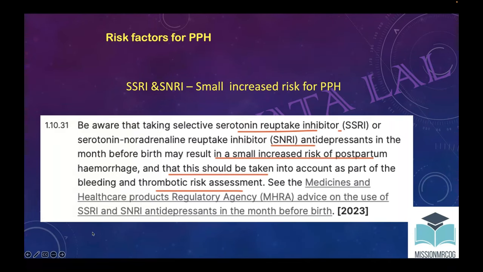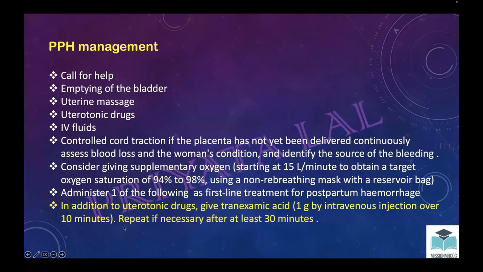Now PPH management, I won't speak too much about it because you already know that, but this is the sequence they want. First call for help, then empty the bladder, uterine massage, uterotonics, IV fluids, CCT, and oxygen, and the target oxygen saturation will be 94 to 98%. Then administer the first line for postpartum hemorrhage. This part has been added new in the guideline, and there are certain changes that I'll be speaking about. Apart from this, tranexamic acid can be given 1 gram IV over 10 minutes, and it can be repeated within 30 minutes or half an hour.